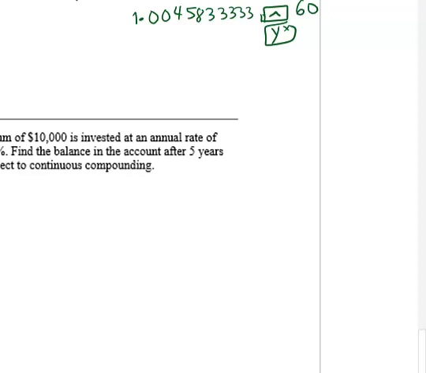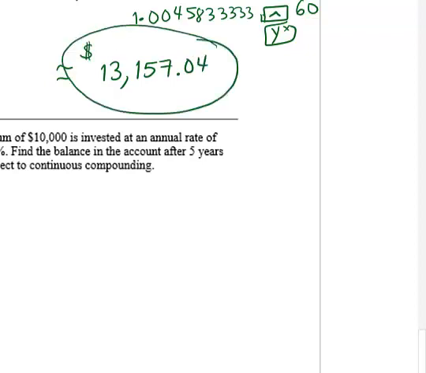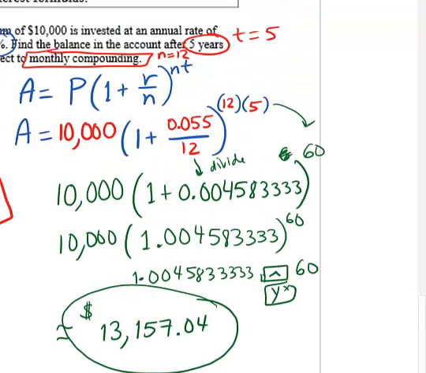1.00458333 to the power of 60, and then times 10,000. Don't lose any of those zeros. Okay. It's about, if I round to the nearest cent, $13,157.04. There we go. That's pretty good, I guess.